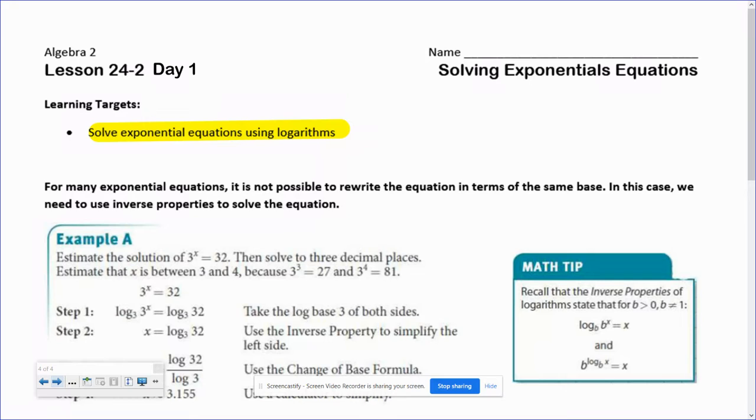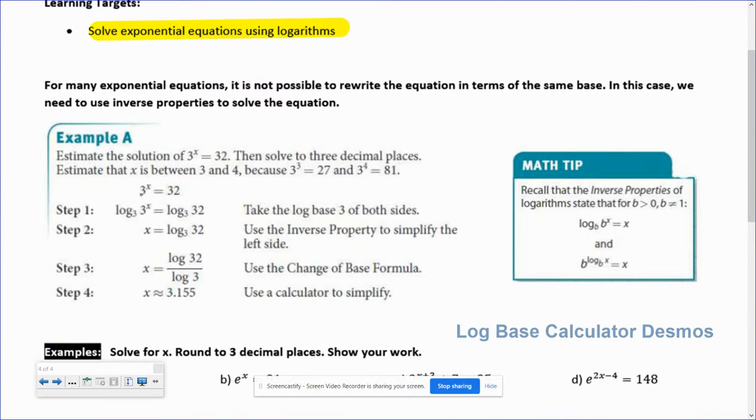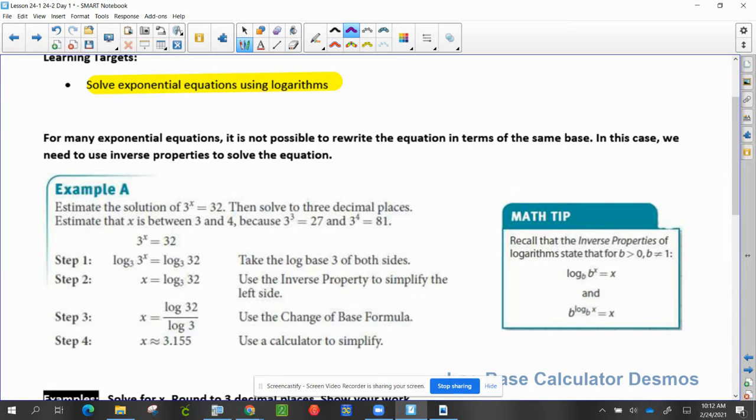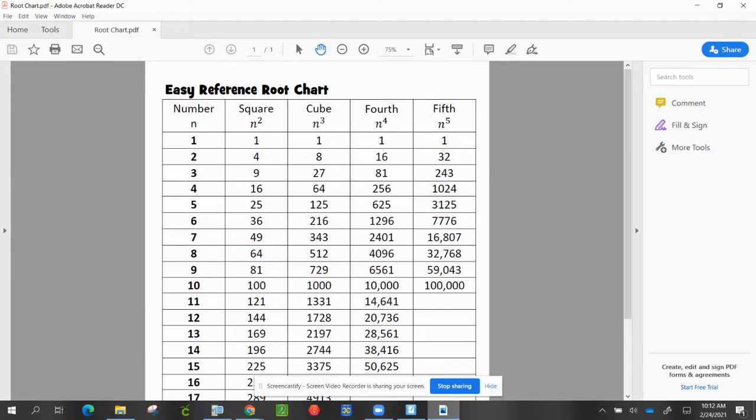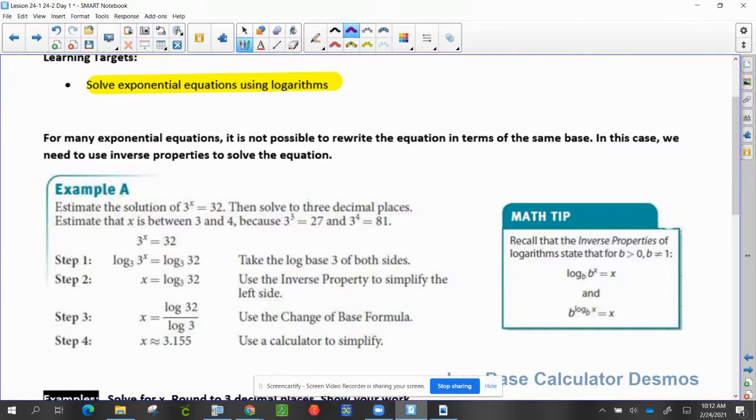Okay. So for many exponential equations, it is not possible to rewrite them in the terms of the same base. So for example, they're using this expression, 3 to the x and 32. Now, if I go back to my root chart really quick that we talked about yesterday, if I look in the base 3, 32 is not an option. 32 will never be a power of 3. So we cannot rewrite this in terms of the same base.